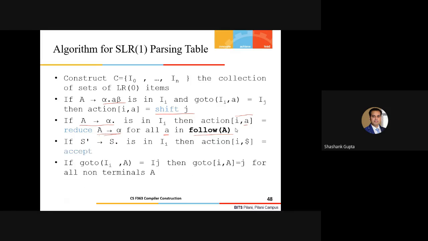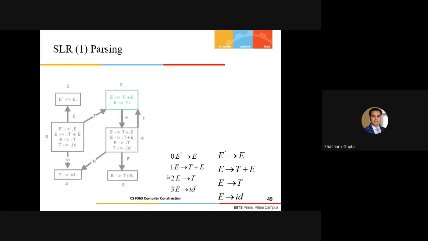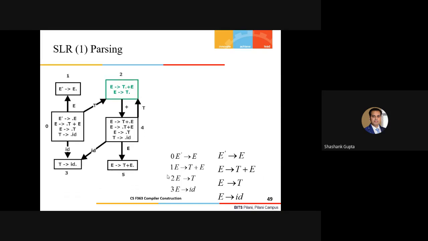Other things are completely the same, except with the same production, and the go-to is also the same. All the blank entries would be errors here. If I construct the SLR1 parsing here, it is the same go-to graph; this time I have kept it in green color. Now it is on the safer side. And I am going to construct the SLR1 parsing table.